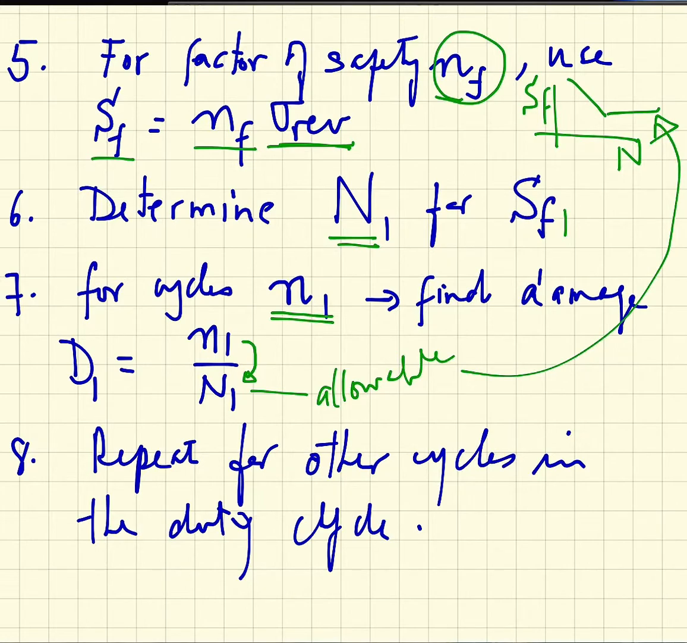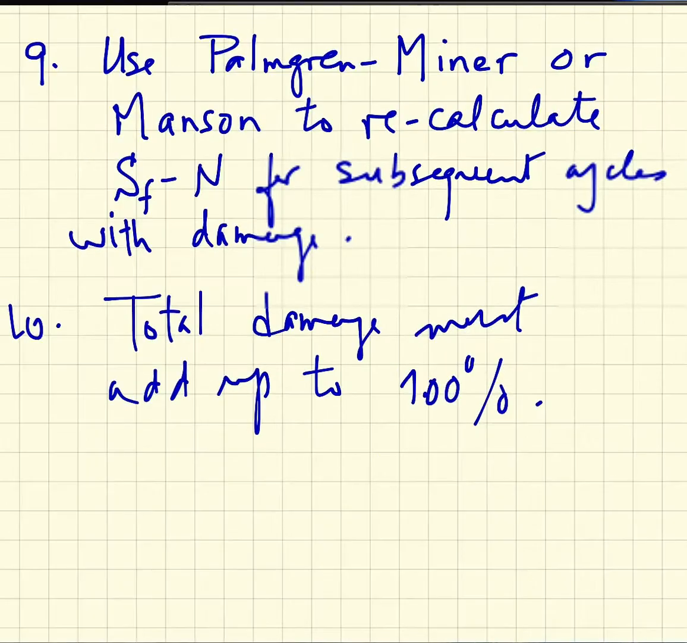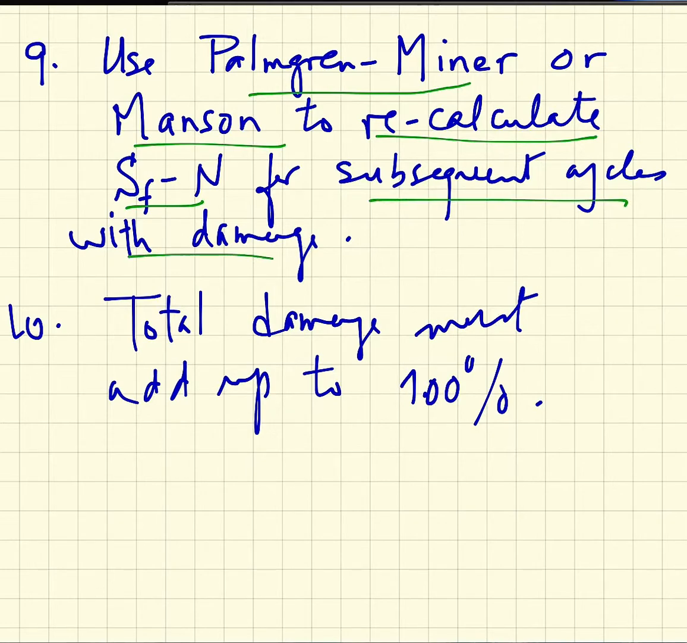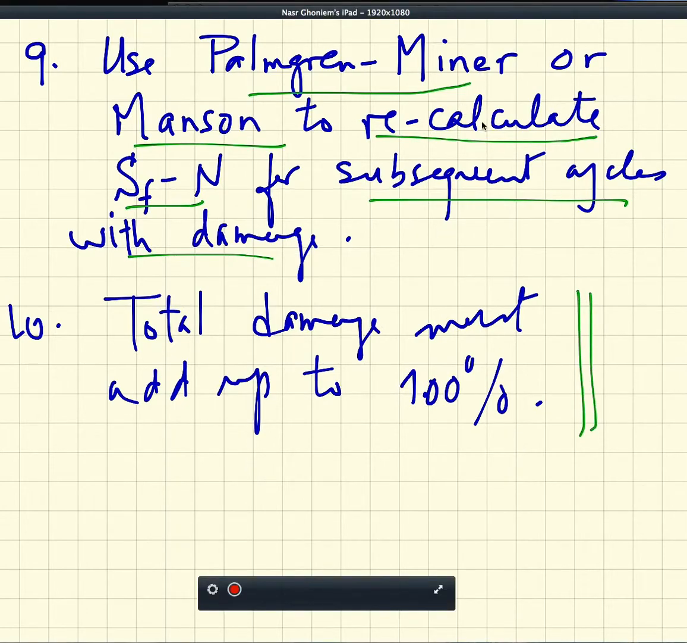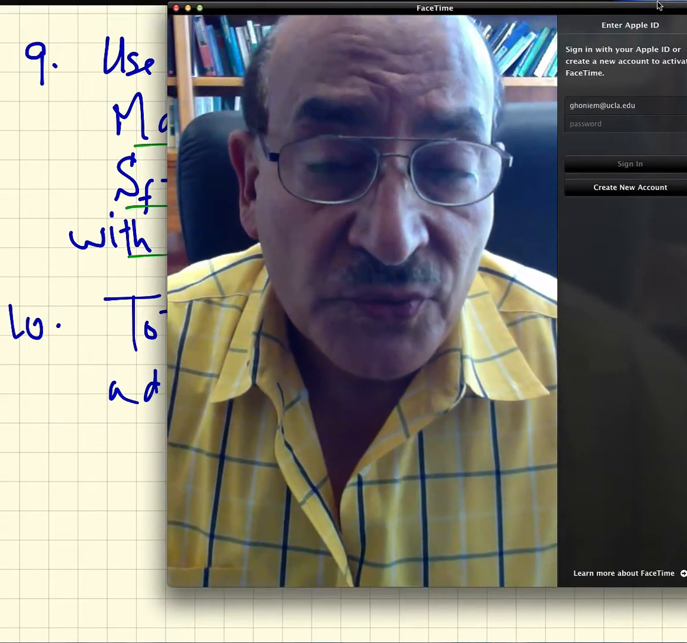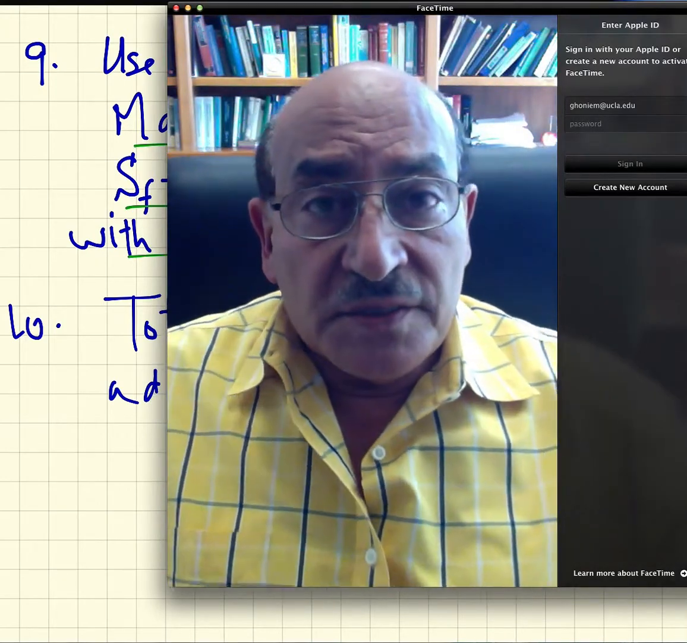And we can then repeat for other cycles in the duty cycle, such that we add up all of the damage to be equal to 100%. So we will use the Palmgren-Miner or the Manson to recalculate the SN for subsequent cycles with the damage. And hence the total damage should not exceed 100%. So this is the procedure that we have for a general calculation of the fatigue.